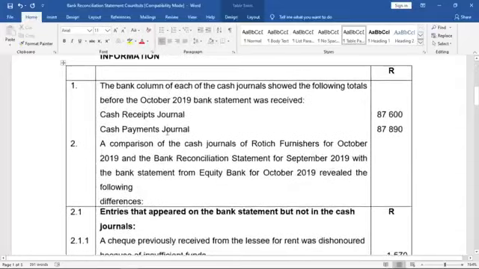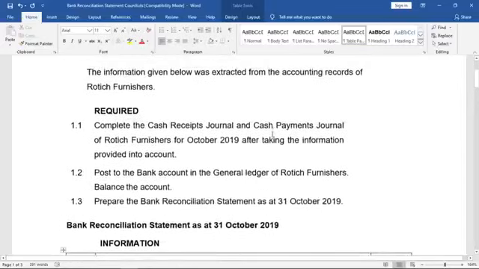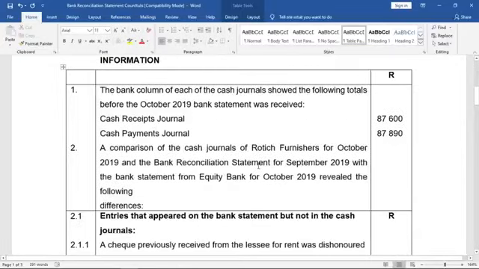Let's go through the information. Here we are told that the bank column of each of the cash journals showed the following totals before the October 2019 bank statement was received. So this is what our books showed before we received the bank statement. Cash receipts journal, 87,600. So what do we do with that? And cash payments journal of 87,890.